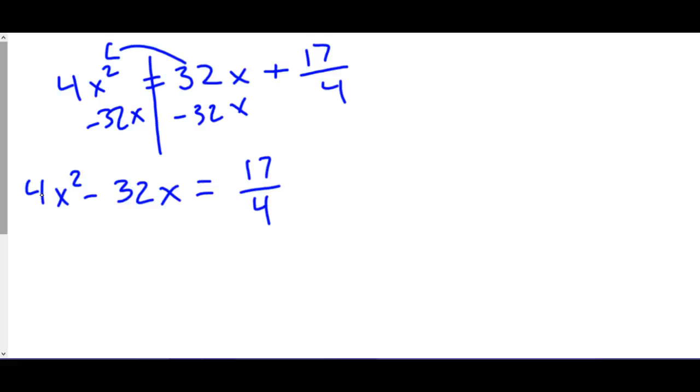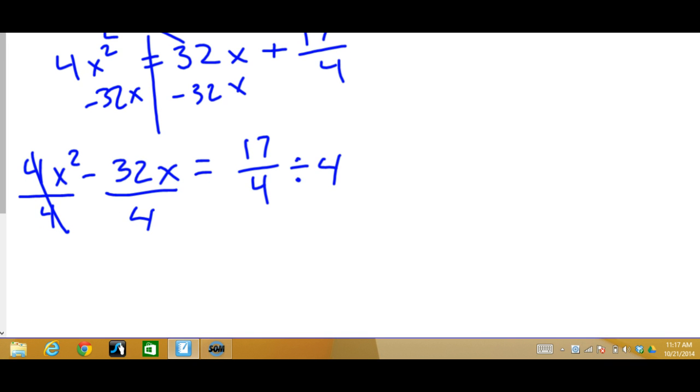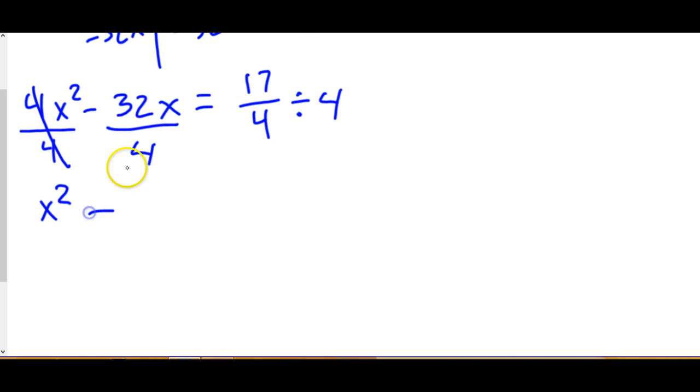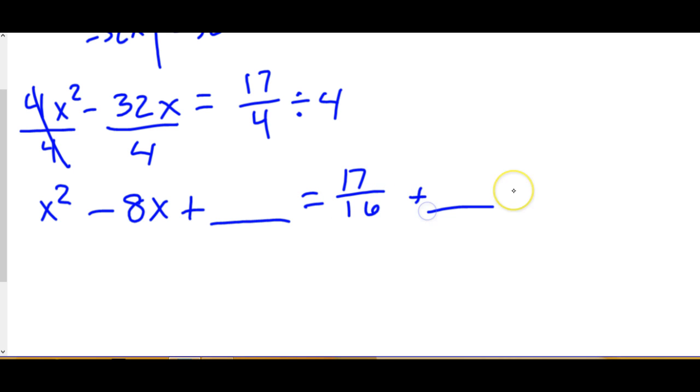So we're going to have to add in an extra step, and that is to divide everything by the number in front of x squared. That would give us x squared minus 32 divided by 4 is 8x. I'm going to go ahead and put in my blank spot for our next step. 17 divided by 4 again would be 17 over 16 plus another blank spot.